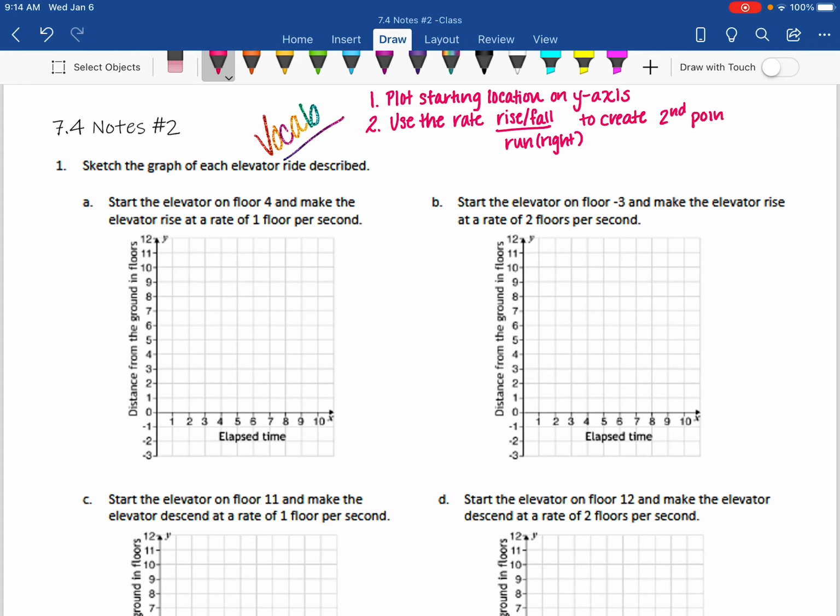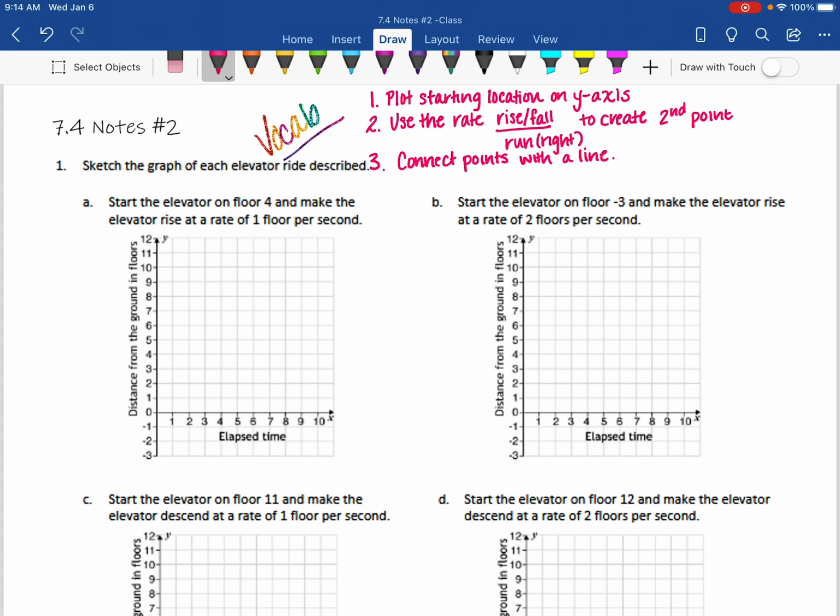And once we create the second point, we can connect and make the line. So if you're not sure what to do, you want to go through those 3 steps. Okay, so we're going to start with number 1.